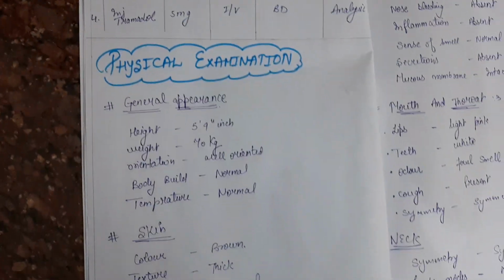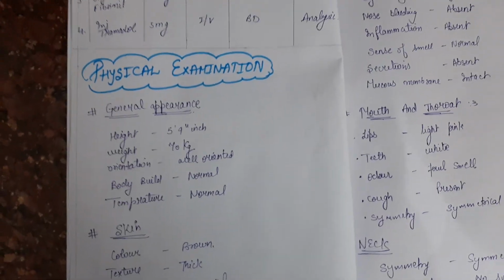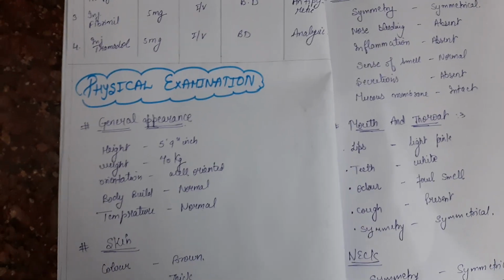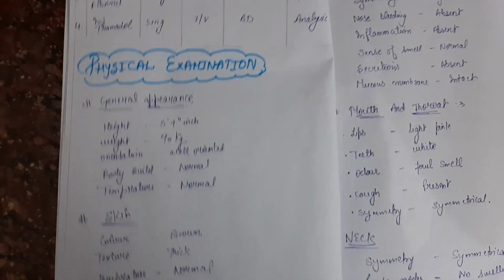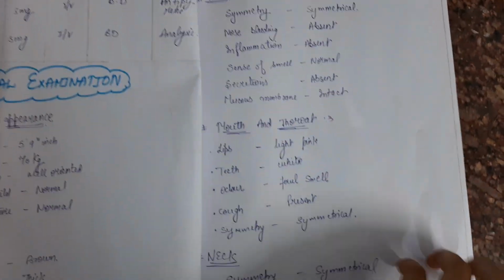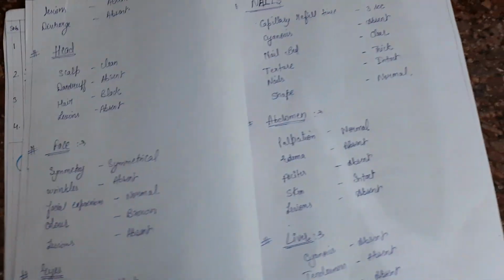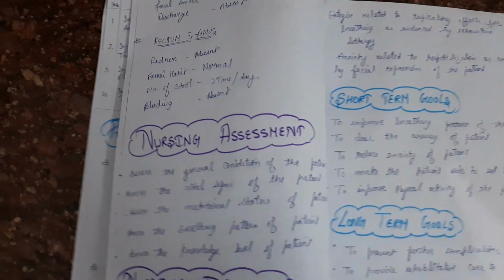Okay, after that comes the physical examination. I'm not going to explain each and every point of the physical examination here. If you want to see it, then go to my previous video on tuberculosis. Here I explained each and every point. After the physical examination, we have to examine each and everything of the patient's skin, nose, mouth, throat, neck, head, face. It means in the physical examination we have to do a head to toe examination of the patient.